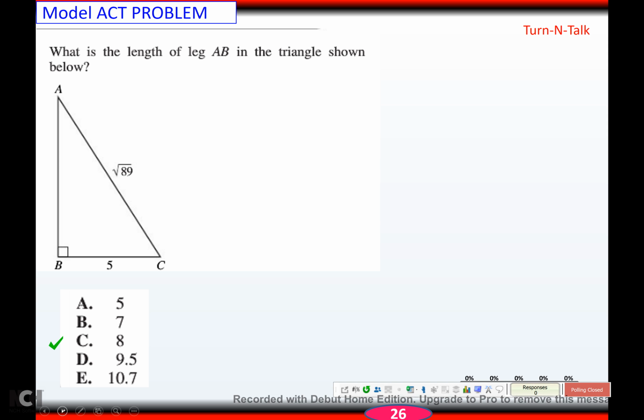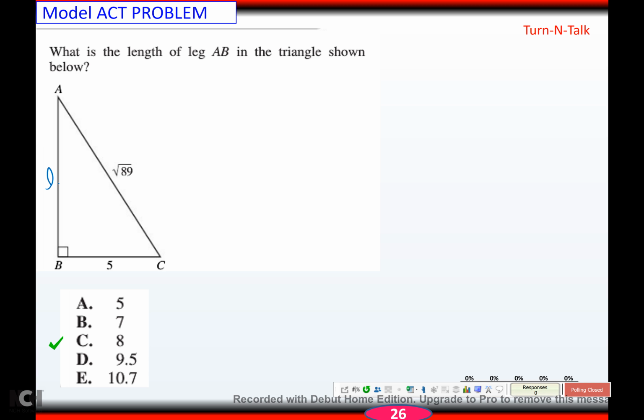And hopefully you got 8. It says, what is the length of AB, which is a leg, of the triangle shown below? Well, this would be Pythagorean theorem. It's not a 45, 45, 90 or a 30, 60, 90. If it is, you can't assume that. If it is, they have to tell you.